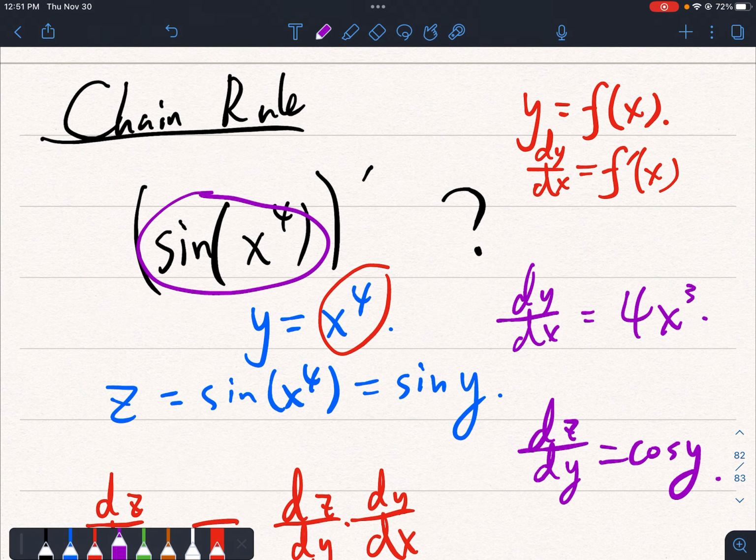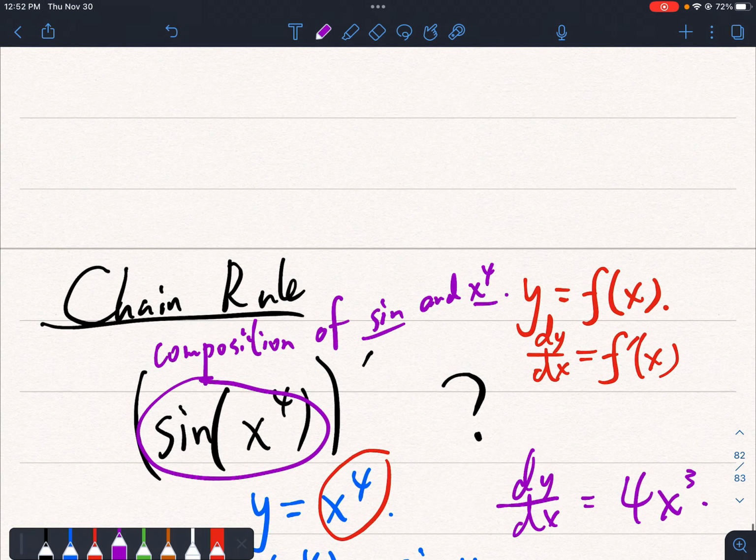So this is the power of the chain rule. In this case, we think about this function as a composition of two differentiable functions. The first one is sine. The second one is something to the power 4, denoted by x to the power 4. So the chain rule gives us a method to compute the derivative of a composition of two functions, right? It's different from a product, because a product is not a typical composition, right?